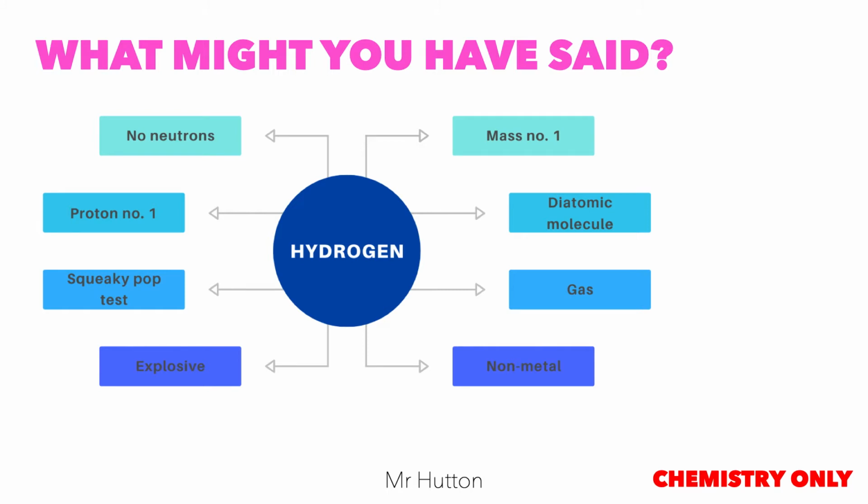It's got a mass number of 1. It's a diatomic molecule, so it goes around in pairs. There's quite a few on the periodic table. So oxygen, nitrogen, fluorine, bromine, chlorine, they all go around in pairs. They're diatomic. It's a gas, so this links in with our structure and bonding. It's a simple covalent molecule, so it's a small molecule, and it has weak intermolecular forces, so it has a low boiling point because little energy is needed to overcome those weak intermolecular forces. And you might have said it's a non-metal.